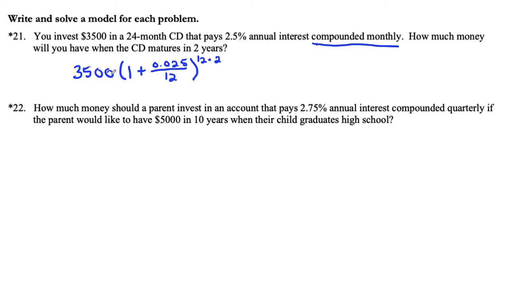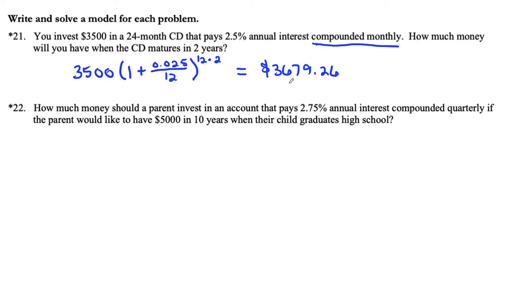We are just going to type this all into our calculator, right? I'm not going to walk through that in this video. You can practice with that, but if you type things in correctly, you should end up with $3,679.26. All right, so pretty simple there.